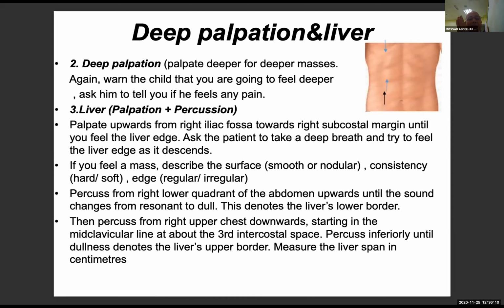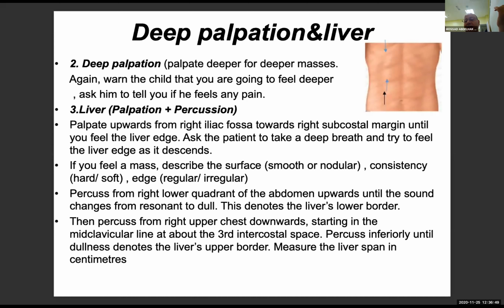Liver palpation and percussion. We'll start from the right iliac fossa until the right subcostal margin, until you feel the edge. Ask the patient to take a deep breath and try to feel the liver edge as it descends, like it comes to your finger edge. If you feel the mass, describe the surface. All of us forget to do that job. Number one, that the liver is coming with breathing, coming down to my finger. Number two, I must describe, is it a smooth surface or nodular?